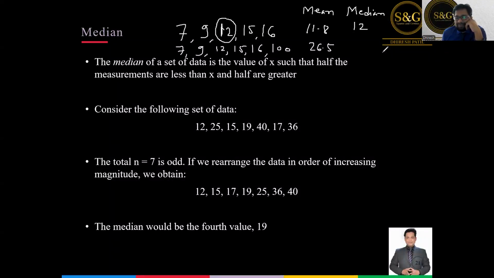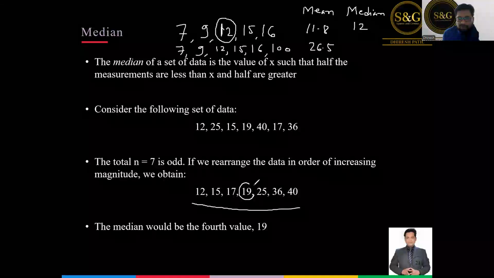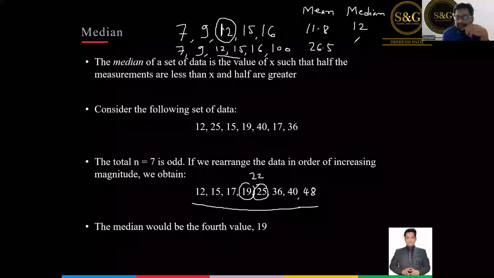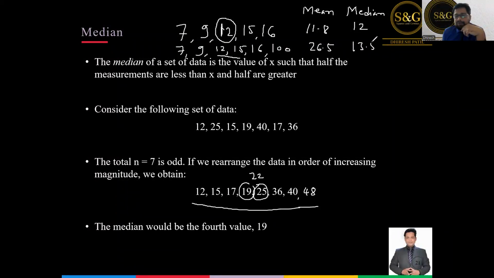Yes, the median has a slightly different approach. Let's say this is a data set. Because this is an odd data set, we have only one central value. Let's say if I add some 8th data point, then you have to take the average of these 2 data points. So you take the average of 19 and 25, which is let's say 22. Now in this case, you have to take the average of 12 and 15, which is 13 and a half. Everybody clear about this?